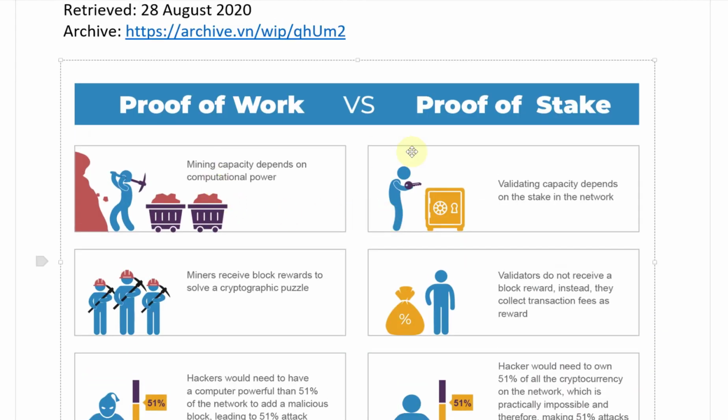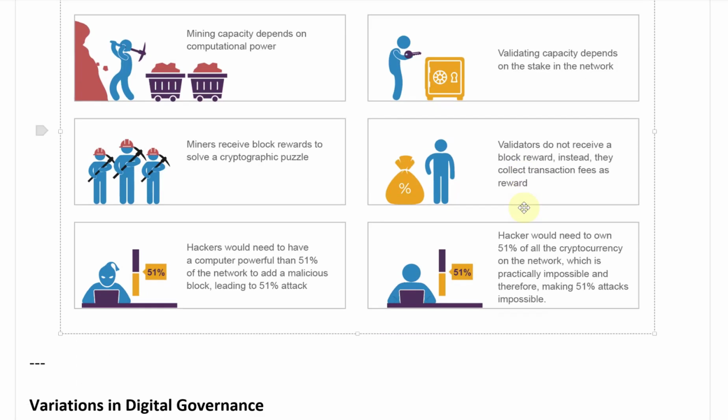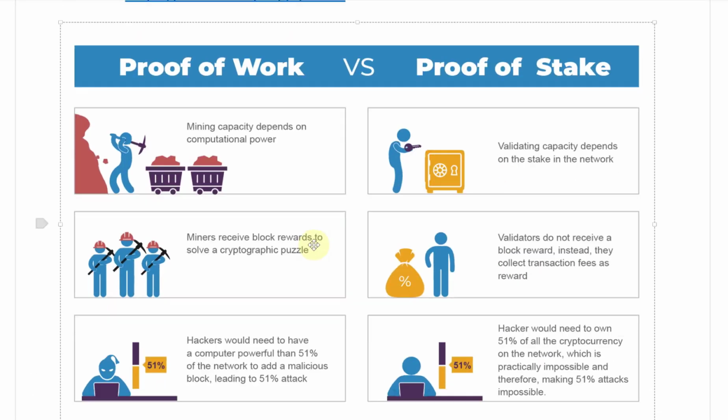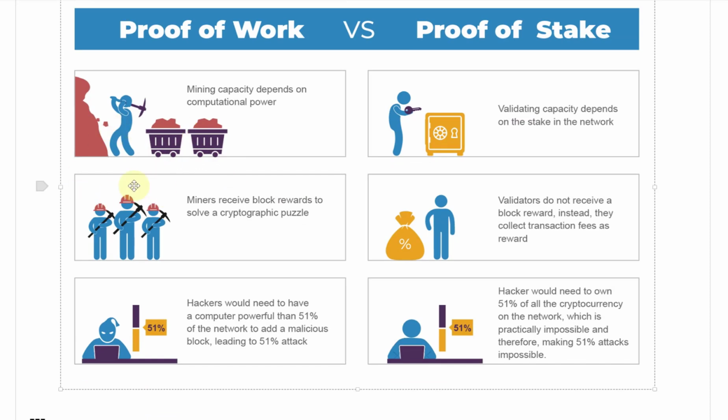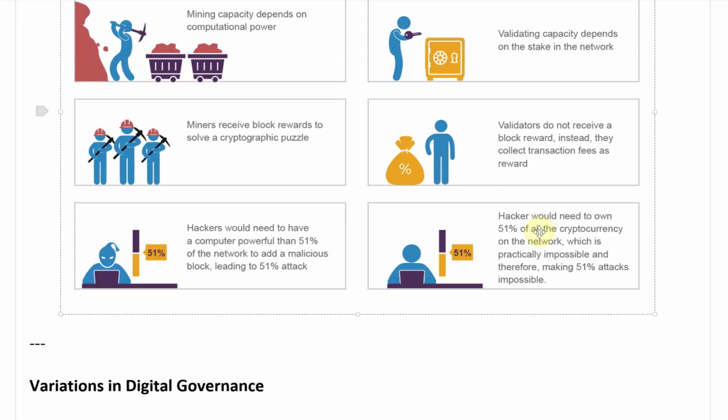So proof of work versus proof of stake. For mining, capacity depends on computational power, and validating capacity depends on the stake in the network. So the more you have, the more you can validate. And then this one here, the more computation, the more you can dig up the blocks. And then miners receive block rewards to solve a cryptographic puzzle. Validators do not receive a block reward, instead they collect transaction fees as a reward.